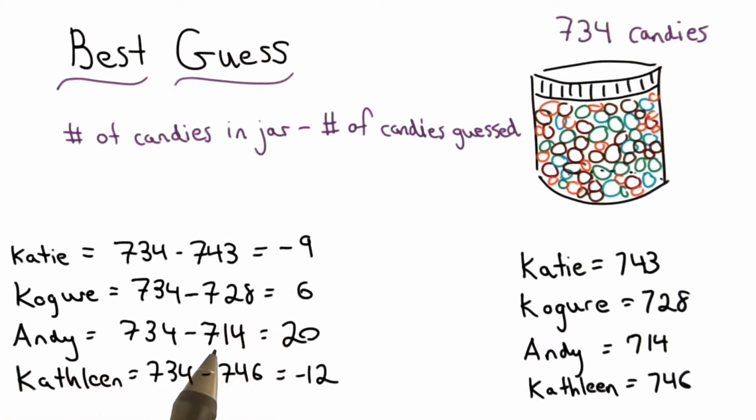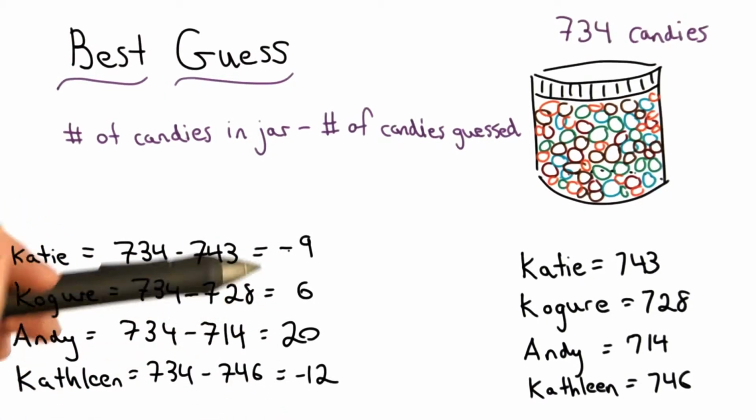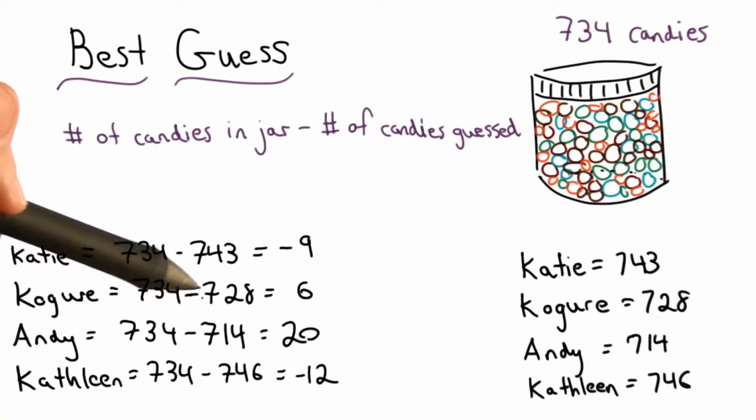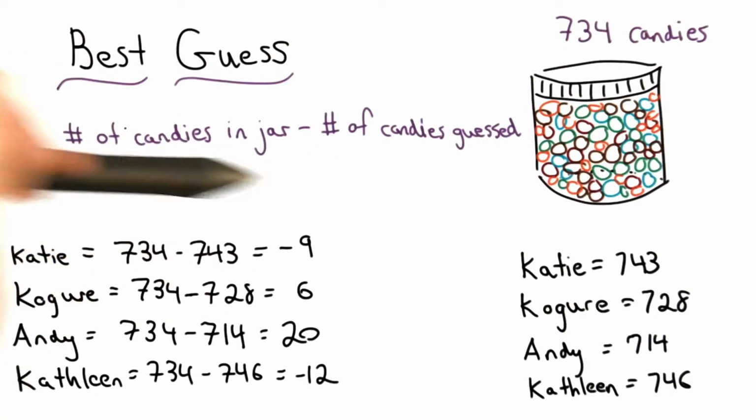Andy guessed 714, and that was 20 candies away from the answer. Kathleen was also over. She guessed 746. So she was 12 units above. The positive and negatives mean something in this context. The negatives mean that we were above the guess, like Katie and Kathleen. For Kagore and Andy, however, they guessed below the number of candies in the jar, so they wound up with a positive answer based on our model.